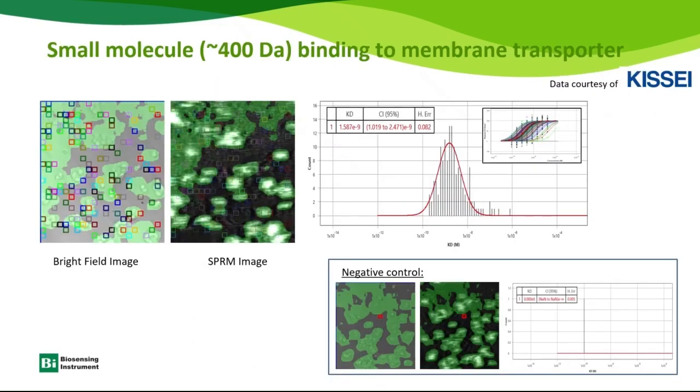This is another small molecule example binding to a membrane transporter, and it's data from Casey. In this experiment, we have done positive binding and also negative control samples. You can see for the positive experiment, we get this nice binding data. And for the negative, essentially no binding is observed on the cell.